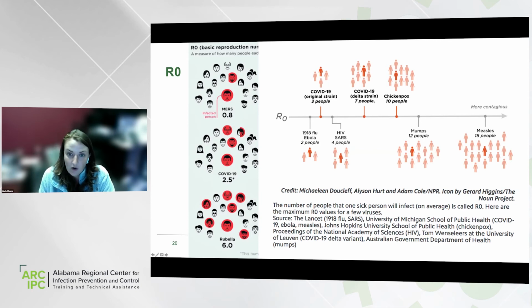With Delta, and why it was such a big deal, this R naught value increased to about 7 people. So for every one sick person, they had the potential to spread or infect 7 additional people. And that is why Delta was such a concern, and is still such a concern, and why things like masking and vaccination are so important.